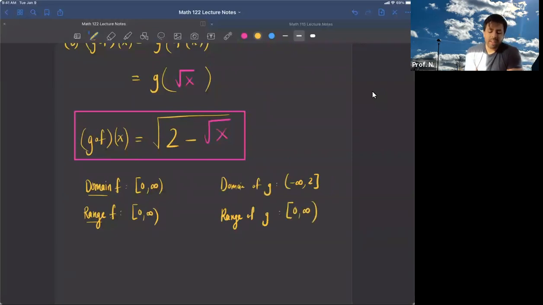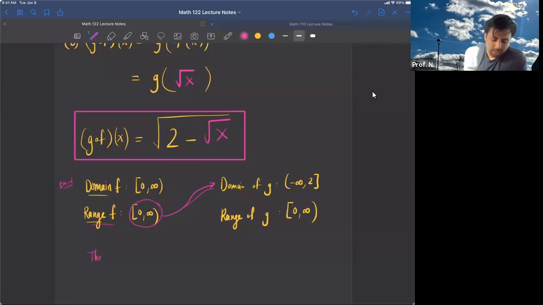Now, what is the problem here? This is what I start with, right? Start. And then look at my range. This is my output, 0 to infinity. But what's the problem? Do all the outputs of f fit into the inputs of g? Well, obviously not, right? 0 to infinity does not fit into the interval negative infinity to 2. So there's a problem here. So the range of f does not fit.